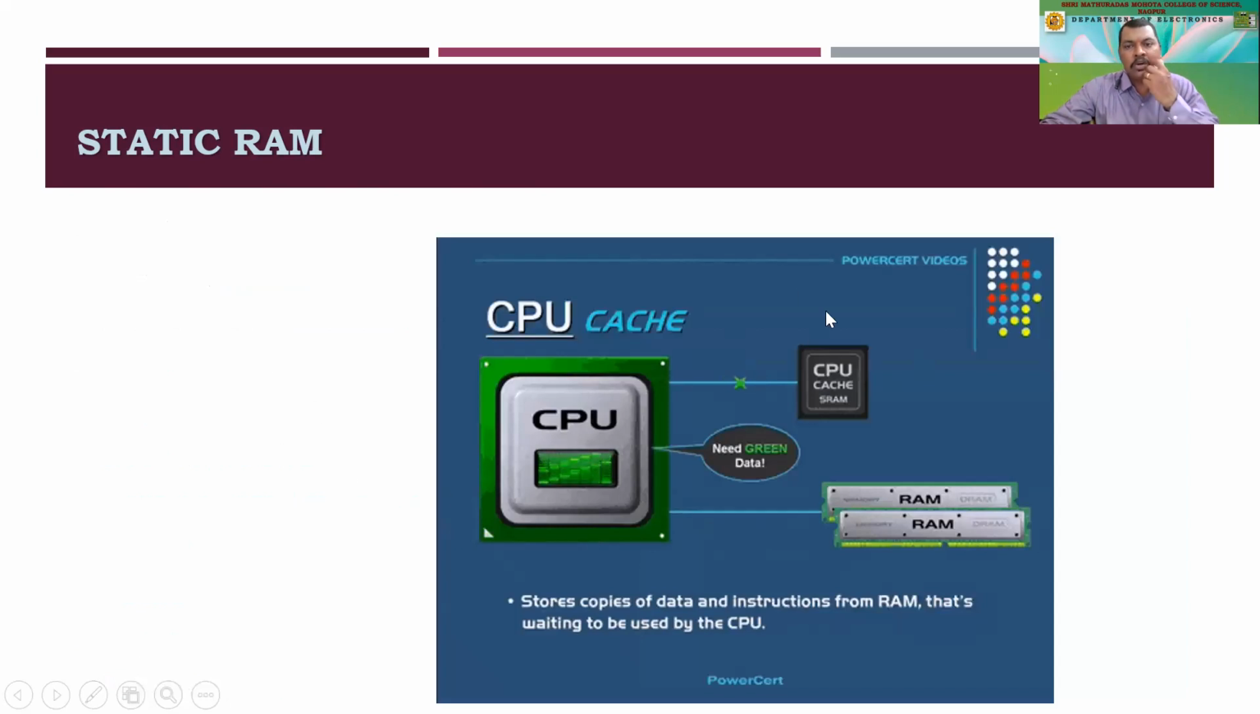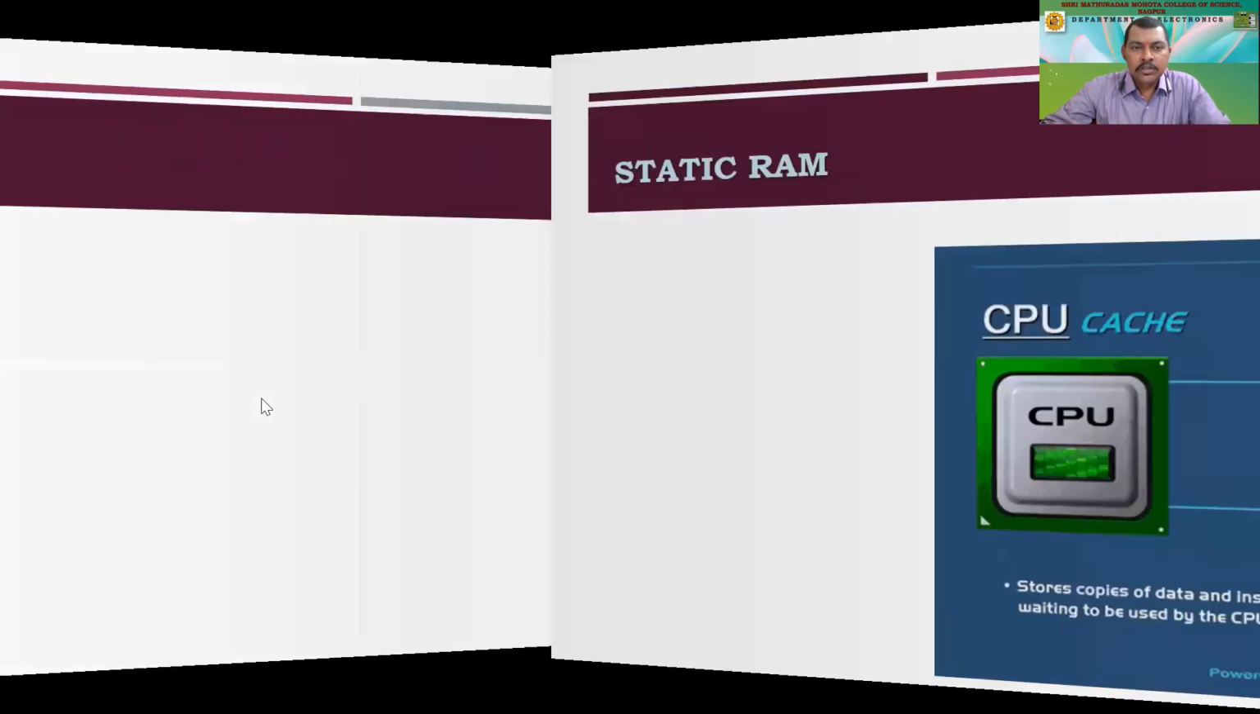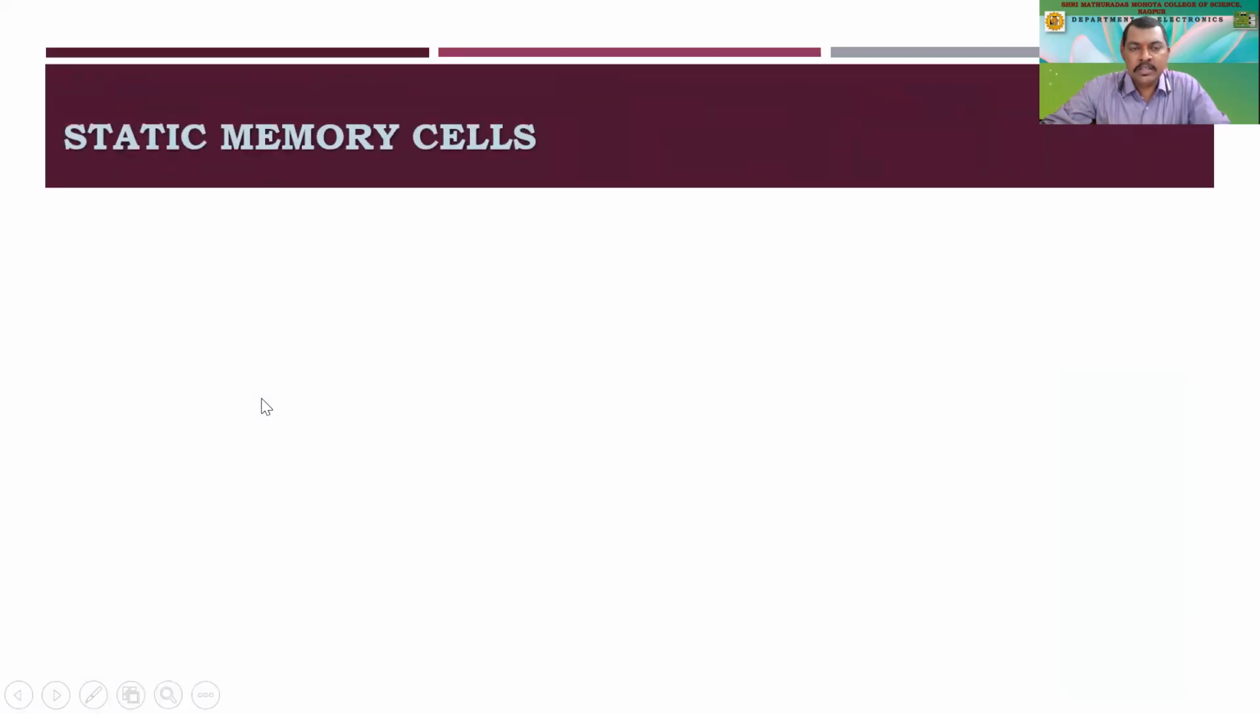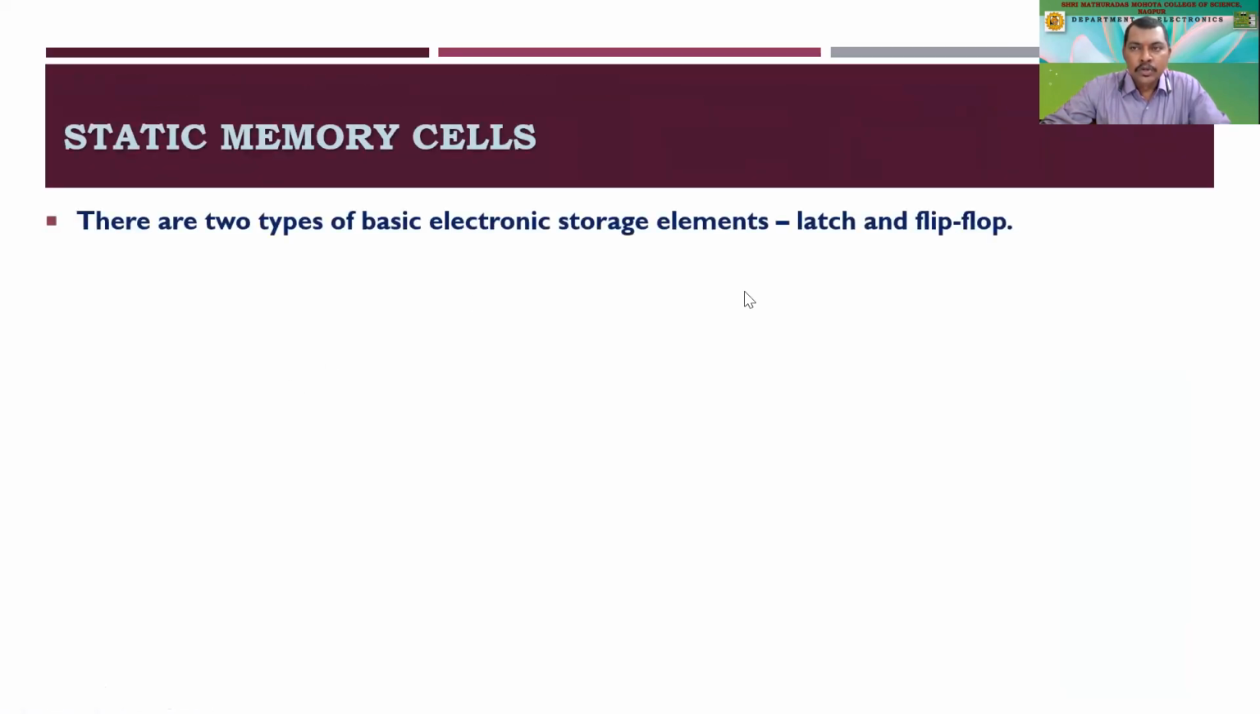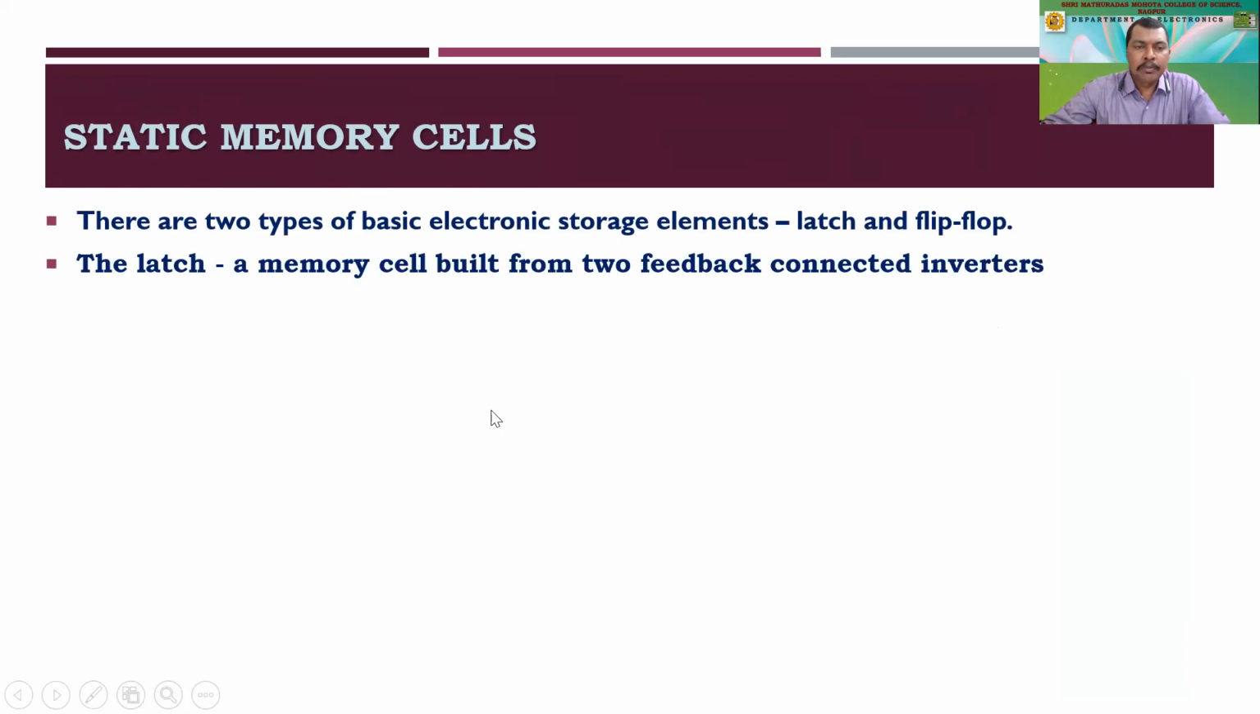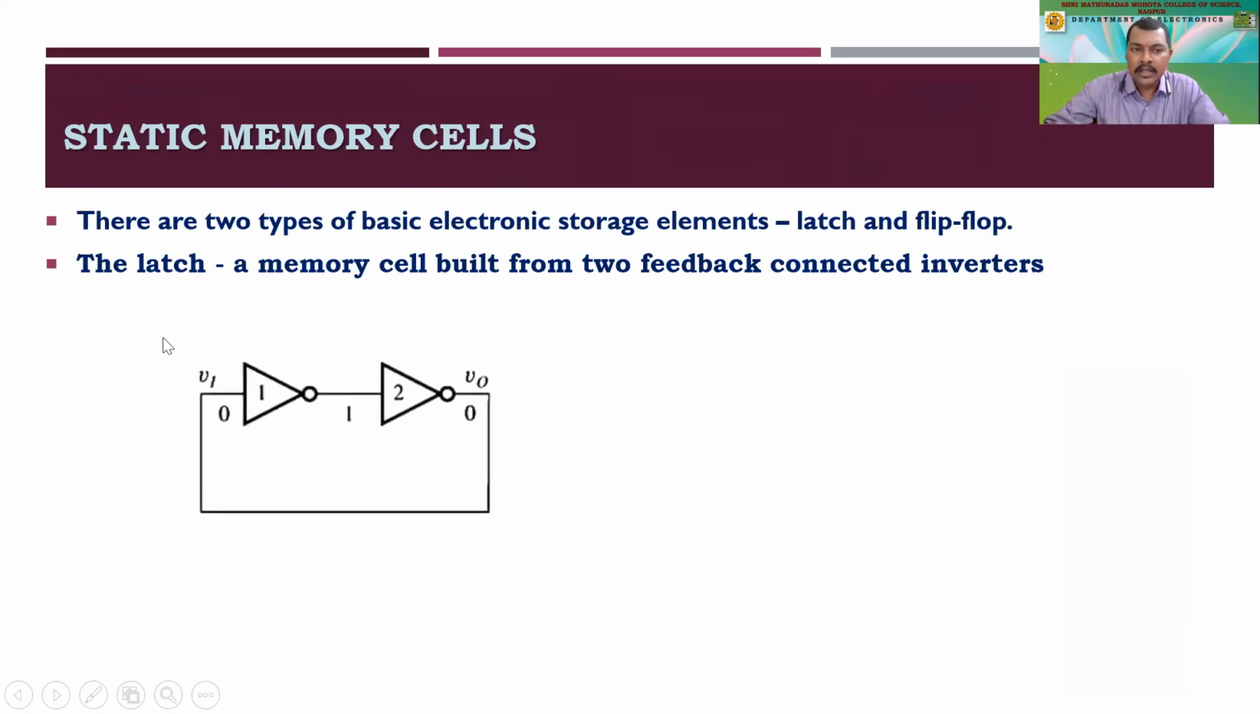Now static RAM or cache. So static RAMs are very high speed, so we can have this static RAM over there, then the memory cell. Now let us start with this. So there are two types of basic electronic elements, latch and flip-flop. As I told you, the latch is a memory cell built from two feedback connected networks. So cross-coupled inverters, we are connecting them like this.